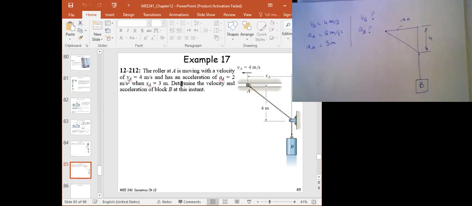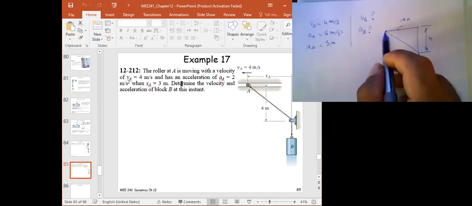Okay, you want to get Ax, Ay, or Vx, Vy? To get the vertical, because it's only moving vertical. In the X direction there's no need, the Vy is 0. Exactly. Point A has no acceleration in the Y direction, right?